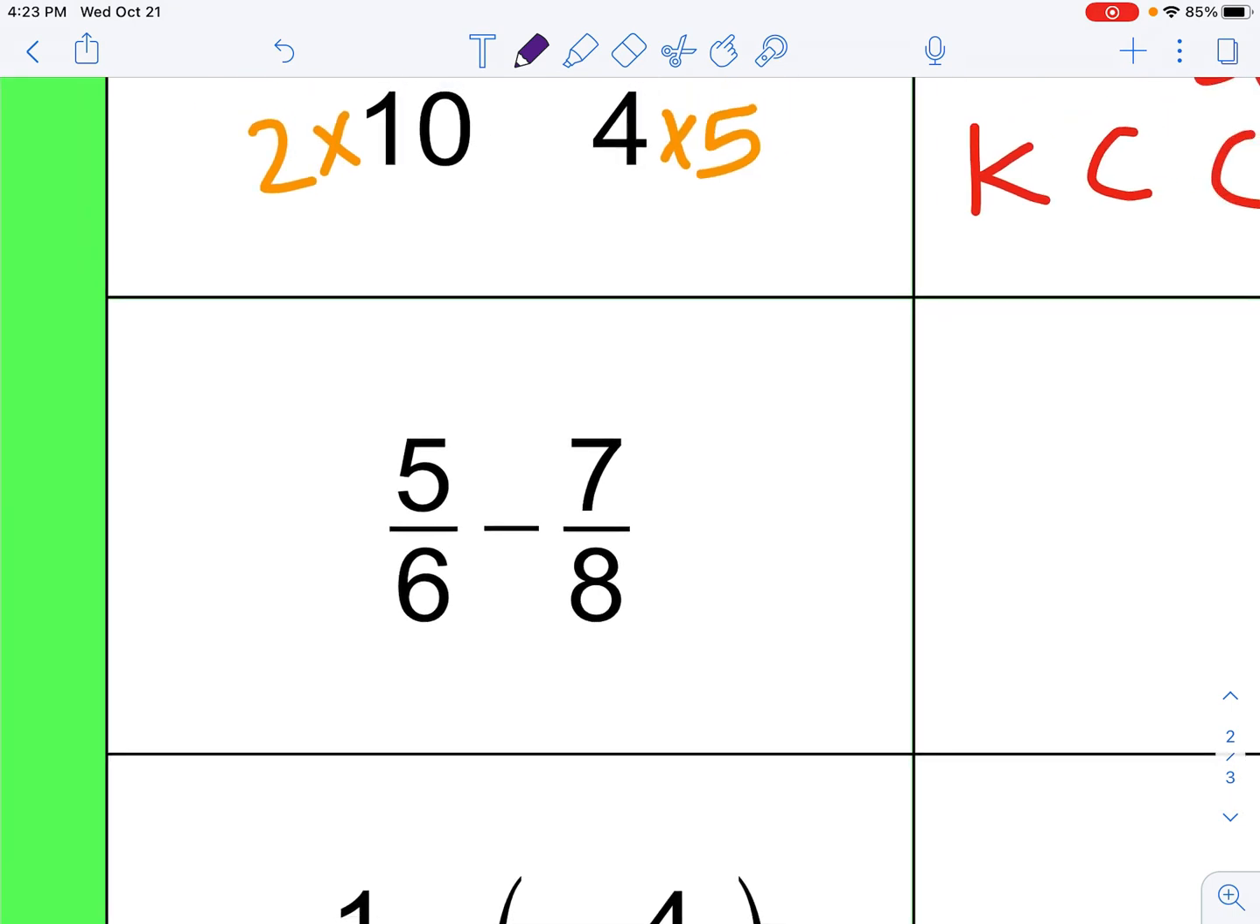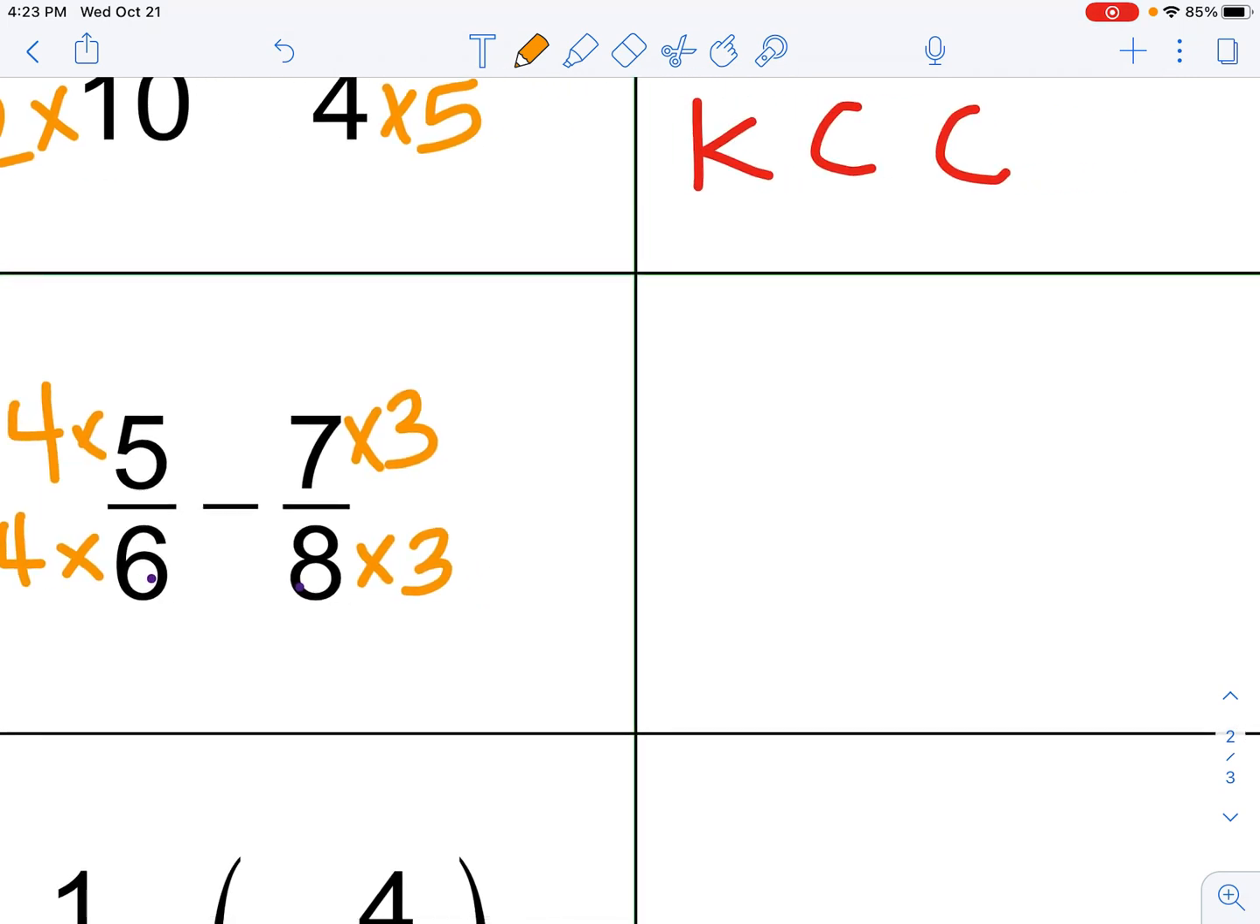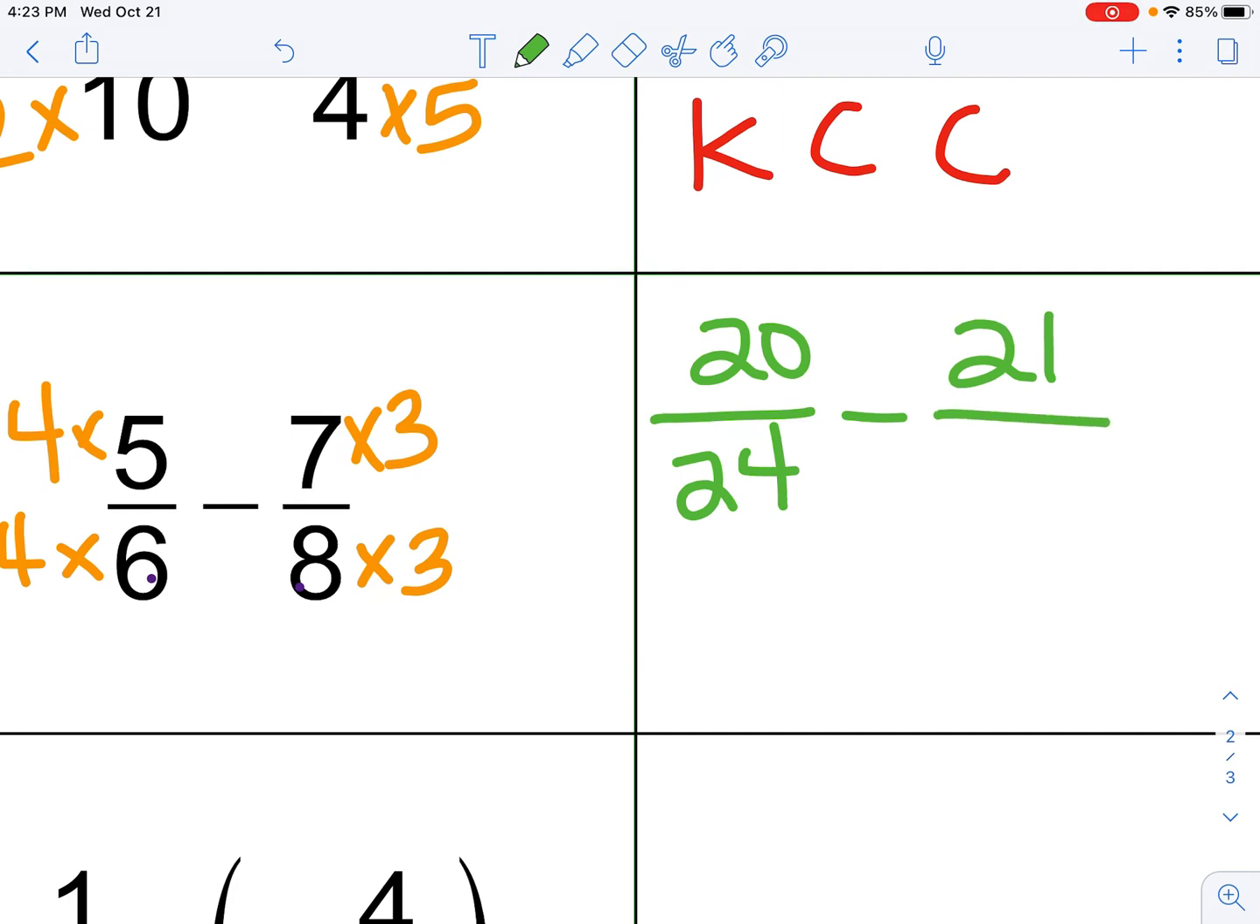Alright, let's look at our second one. I have 5/6 minus 7/8. So again, we need common denominators, and up above we had common denominators of 6 and 8. So our denominator will now be 24. 8 times 3 gives me 24. 6 times 4 gives me 24. So let's rewrite our fractions. 4 times 5 is 20. 4 times 6 is 24. Minus 7 times 3 is 21. 8 times 3 is 24.